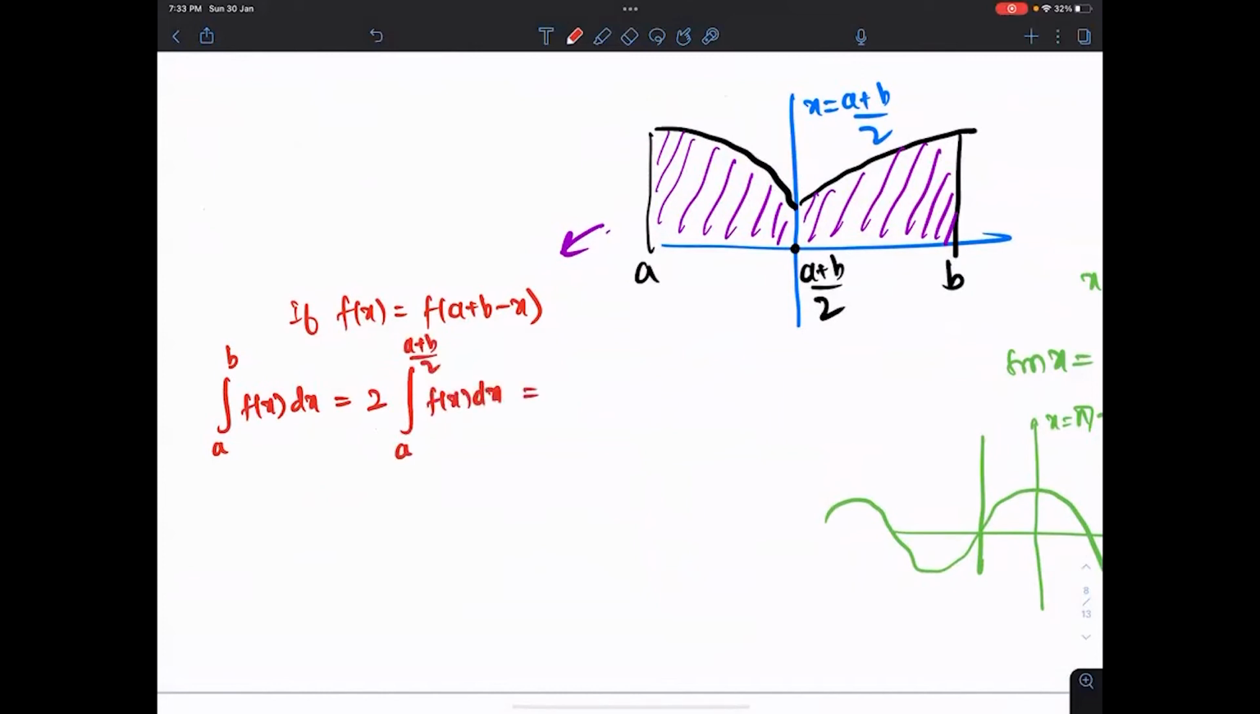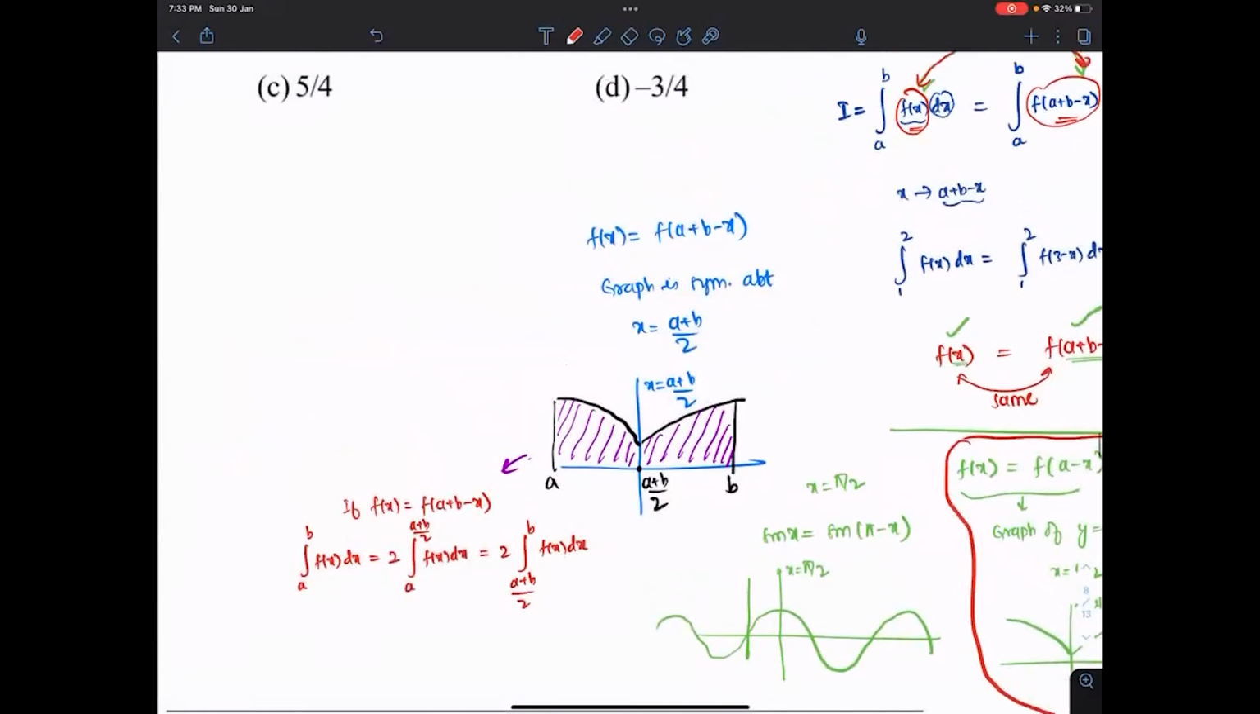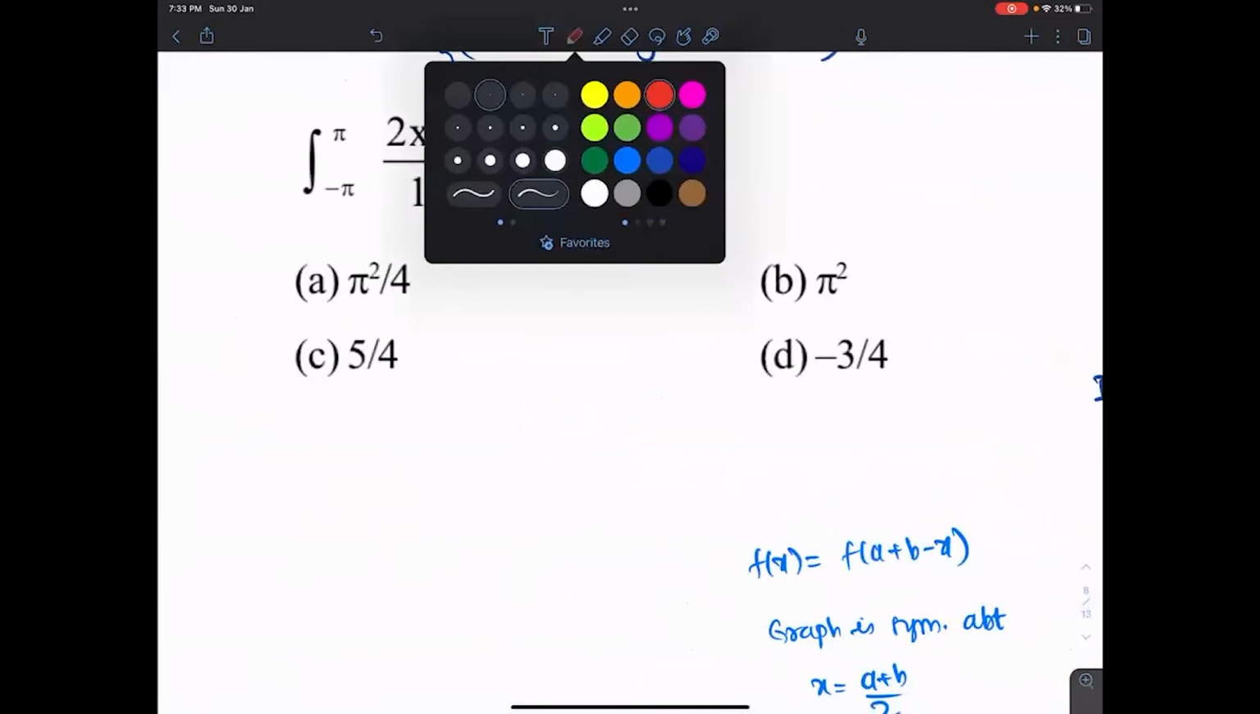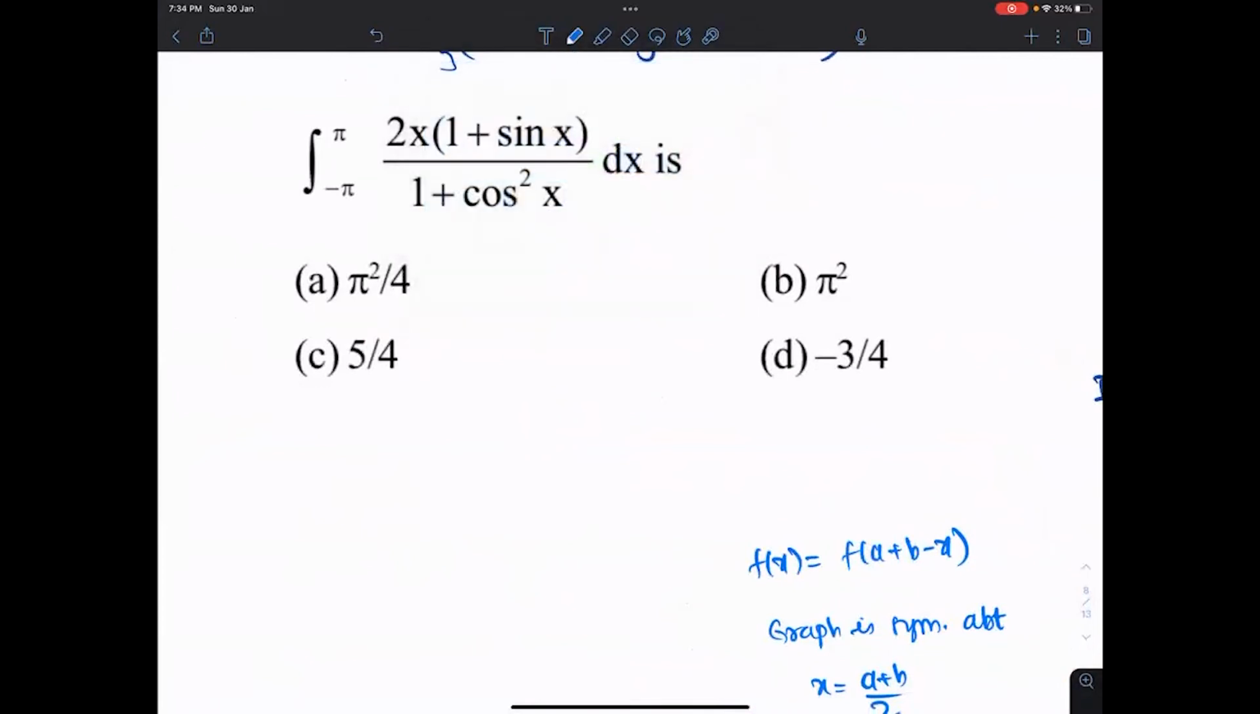Or you can write it as twice the area from (a plus b) by 2 to b. That's it. Okay, like this. Okay, guys, so let me just see here. Now, this question, if I actually see, it is pretty okay. First, a plus b minus x, let us do.